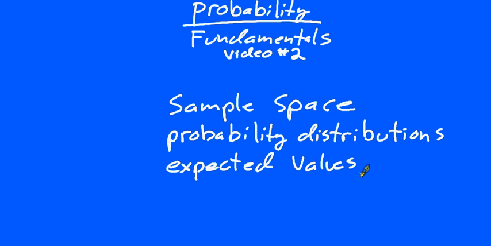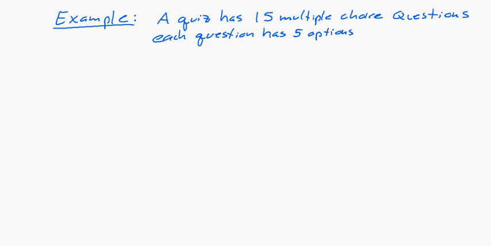Now that you have finished the first video on fundamentals, we'll be able to move on to some really important ideas: sample space, probability distribution, which is hugely important and will continue to come into topics all the way through inferential statistics, and of course expected value. What we'll do is continue using the same example we did in the first video.